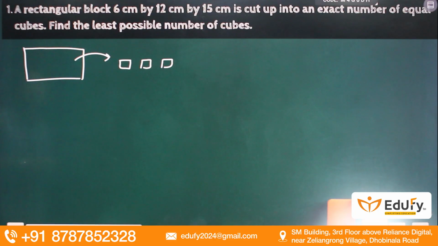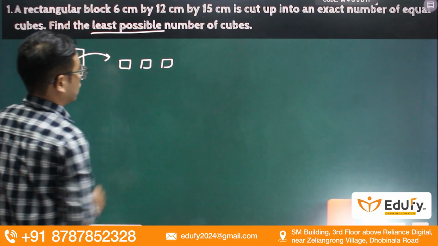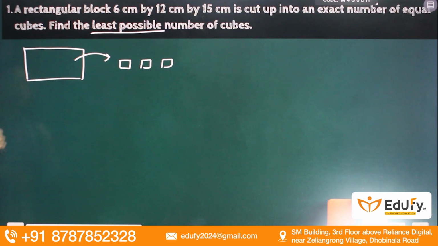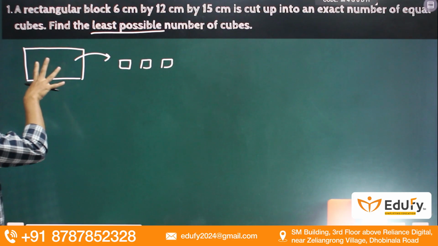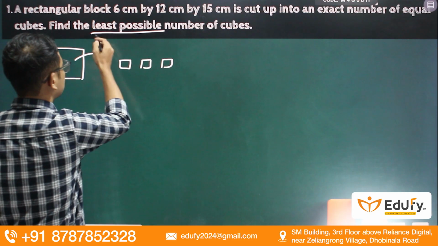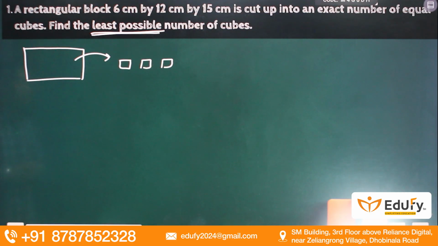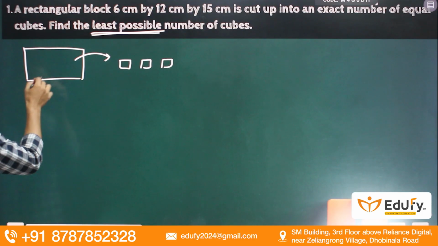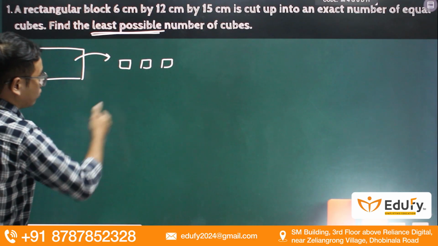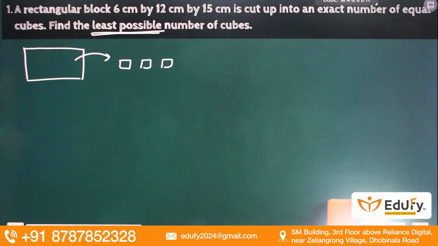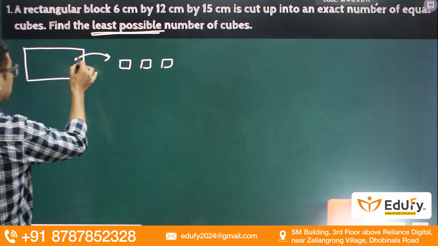First of all, since they asked about the least possible number of cubes, it means I need to find the biggest possible cube that I can cut from this, because the least possible number means I have to take the bigger cube. The bigger I take, the smaller the number I will make. That's one thing we have to keep in mind. From this block, we're going to cut these cubes.